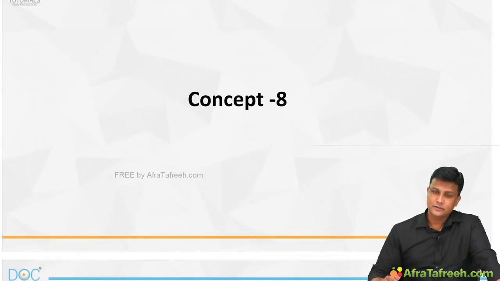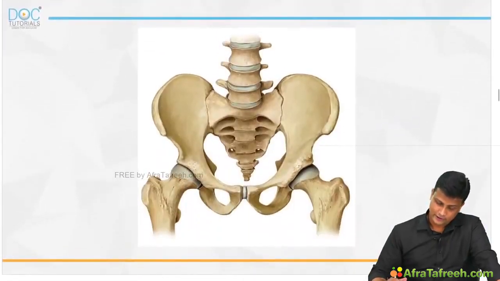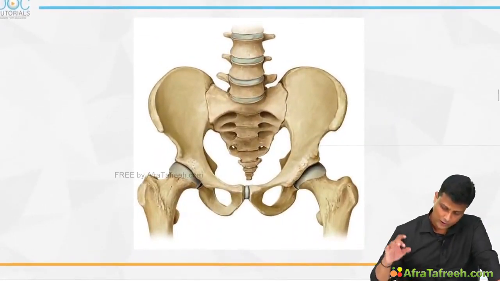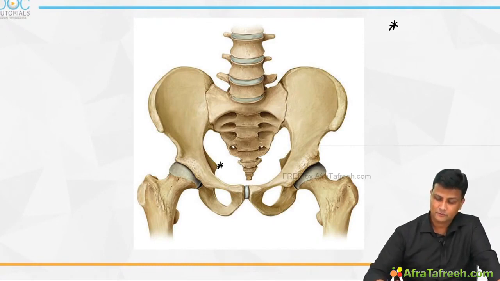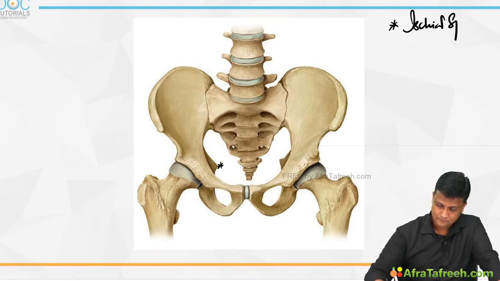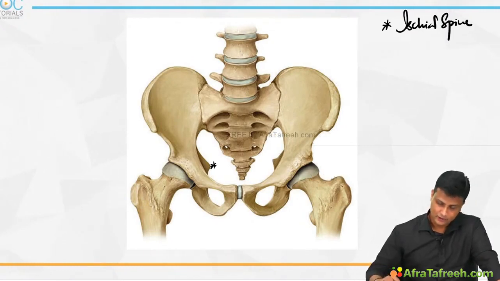Next, welcome to the next concept, concept number 8. In concept number 8, I have included this diagram here. Why? Because another important concept here is this spine. So what is the name of this spine here, guys? I'm just writing here, the star marked. That is your ischial spine.